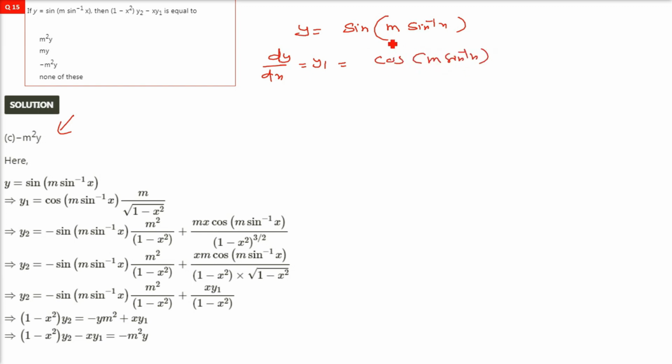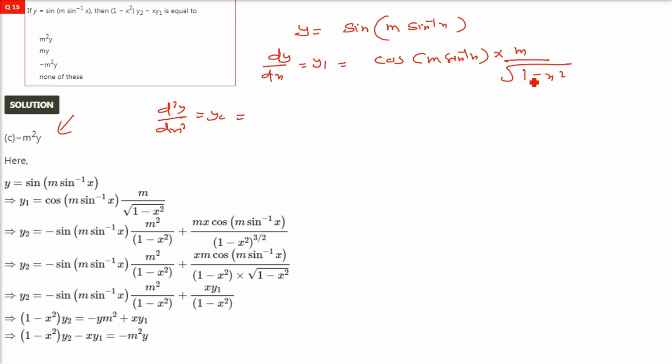Now differentiate m sin inverse x. So m is a constant, you can just write m. The derivative of sin inverse x is 1 by under root 1 minus x square. Alright, now y2 differentiation will be done. The first differentiation we have already completed. For y2, that is d2y by dx2, we have to do the differentiation.